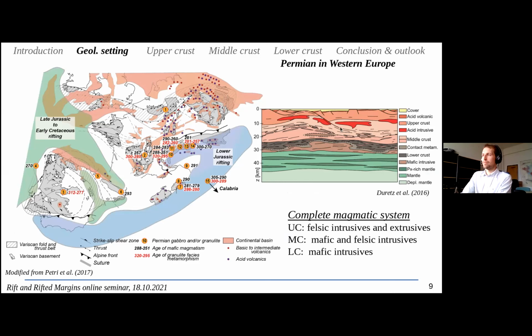We have both mafic and felsic intrusives in the middle crust, and in the upper crust, mostly felsic intrusives and extrusives that were placed in the Permian in a continental crust that was also quite differentiated at the time. And to demonstrate this, I will go to the Alps, and notably to visit a few outcrops there.